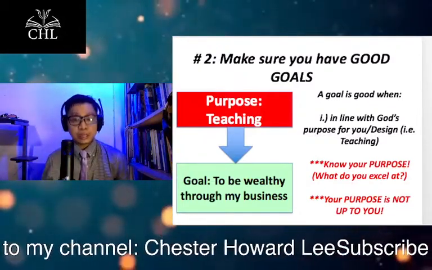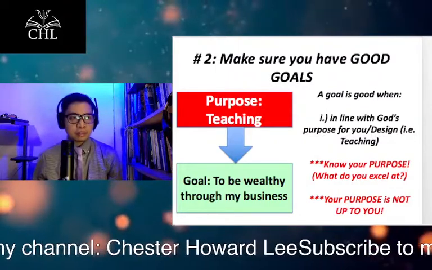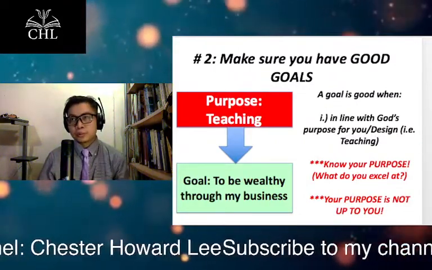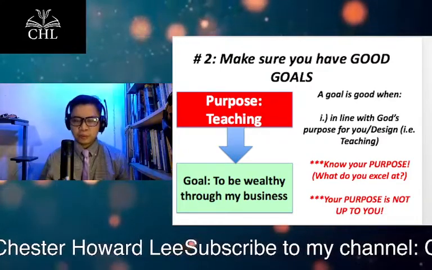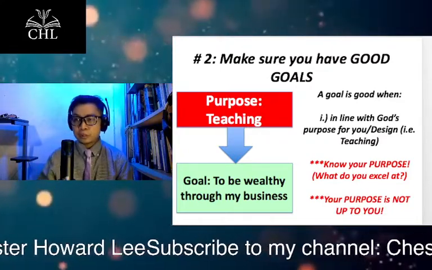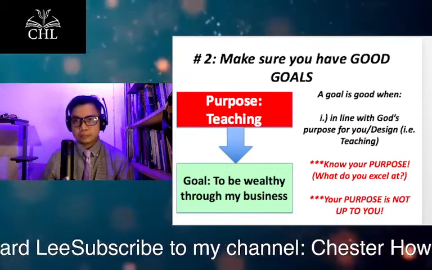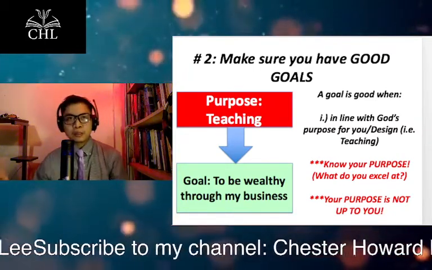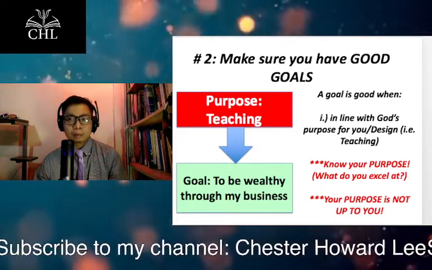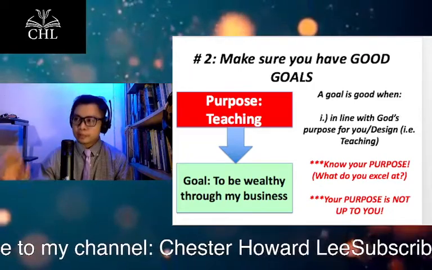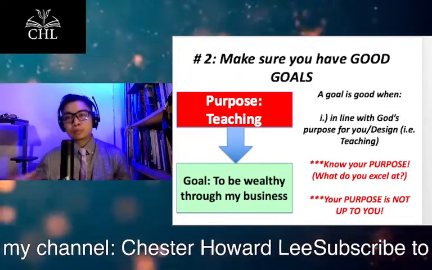Kasi maling thinking yun. Remember, sinasabi rin sa Bible that our heart is deceitful above all things. So, may tendency na kapag ikaw nag-set ng goal mo, hindi mo kinonsulta yung Diyos tungkol sa goal mo, baka yung maset mo na goal mali. Hindi pala yun yung purpose mo. Diba? So, your purpose is already set by the time you are put into this world.